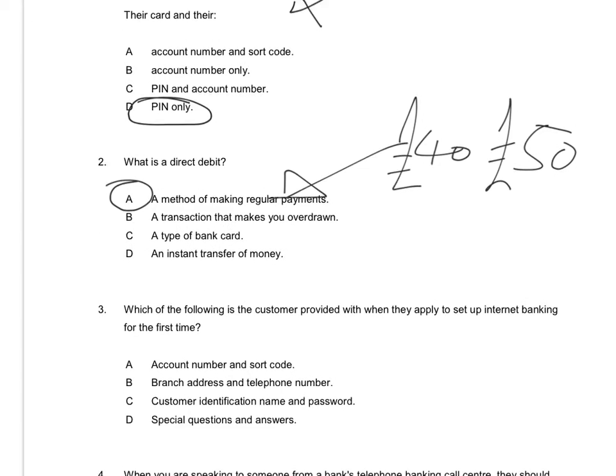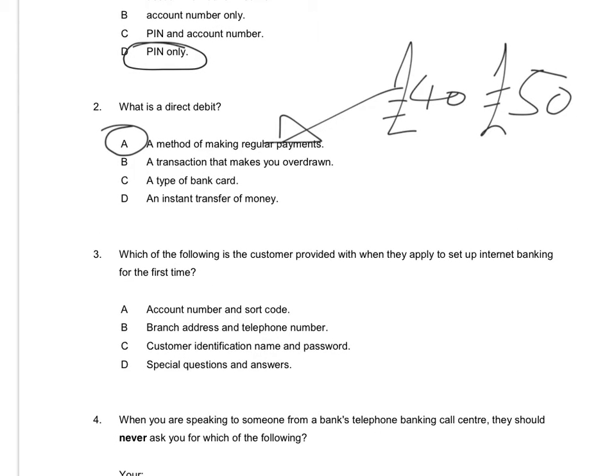Right, question number 3. Which of the following is the customer provided with when they applied to set up internet banking for the first time? Now, this one I wasn't sure about, but I think what makes the most sense when you first set up internet banking is you get an ID name and a password. That makes most sense. I was kind of between C and D, but I think it's C, so let's go with C.